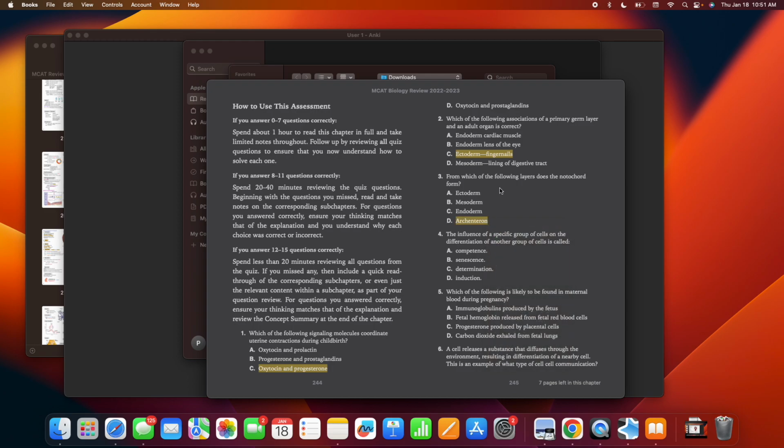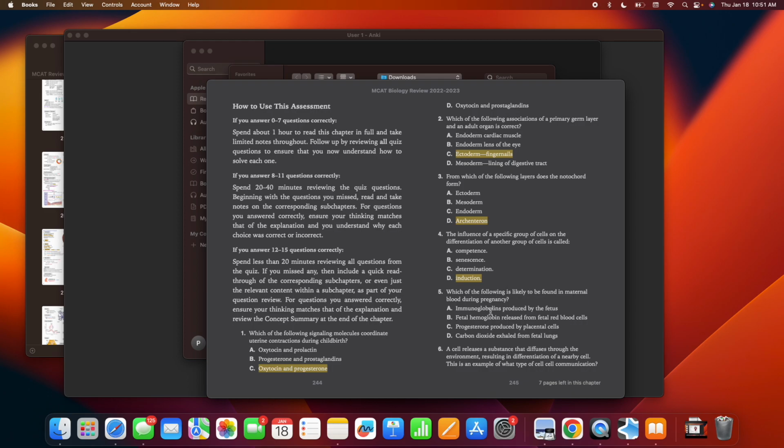The influence of a specific group of cells on the differentiation of another group of cells is called... So when a specific group of cells influences the differentiation of another group of cells, this is called induction. So you induce them.